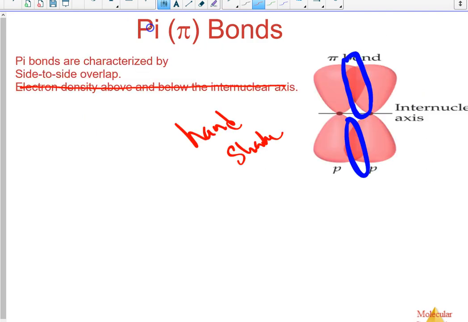Now, pi is where the sides of the P clouds overlap each other. So there's way more contact. Like a handshake, there's way more physical contact with whoever you're talking to.